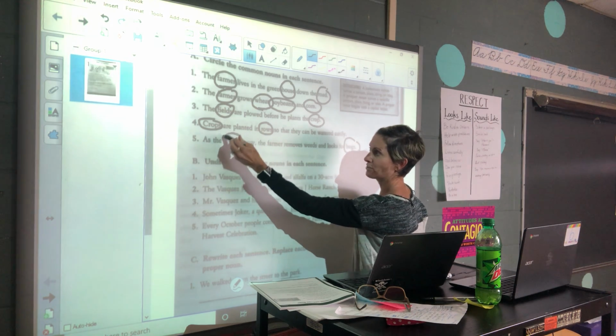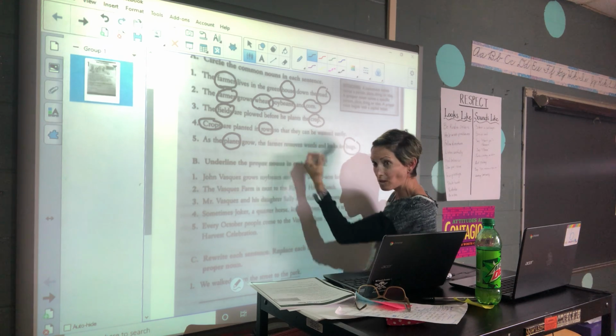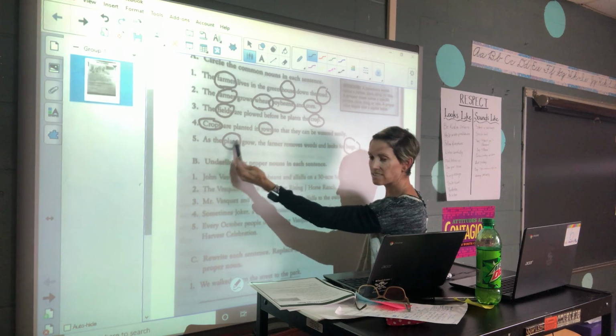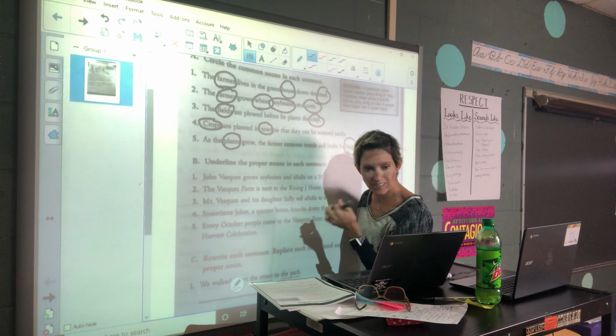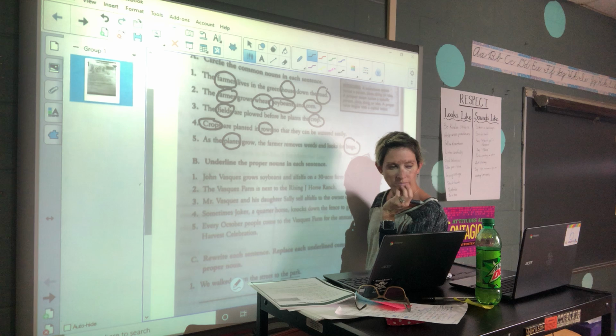Good. So this one, it's used differently. Up here it said he plants, so he's doing something. Here it says as the plants grow, so it's used as the thing. Good job. Still 2 more, guys. 2 more.